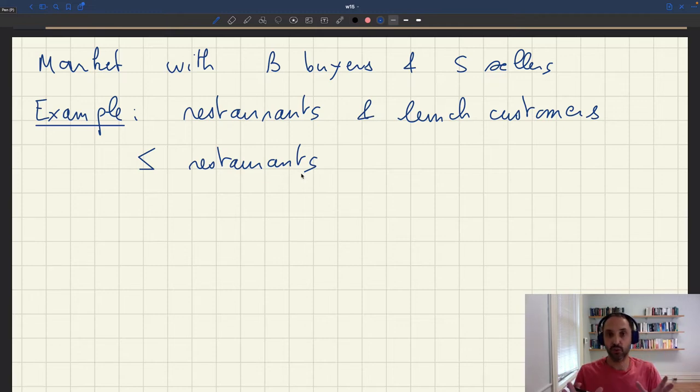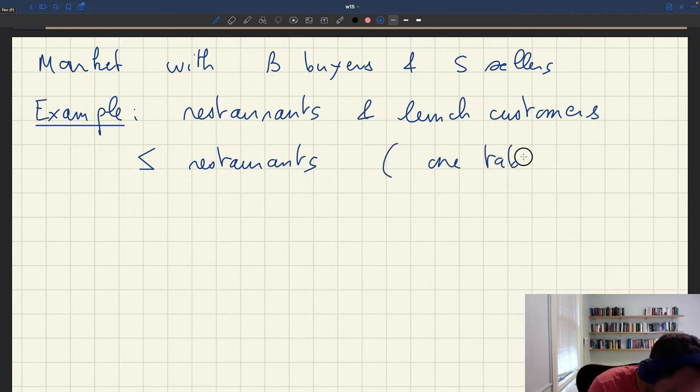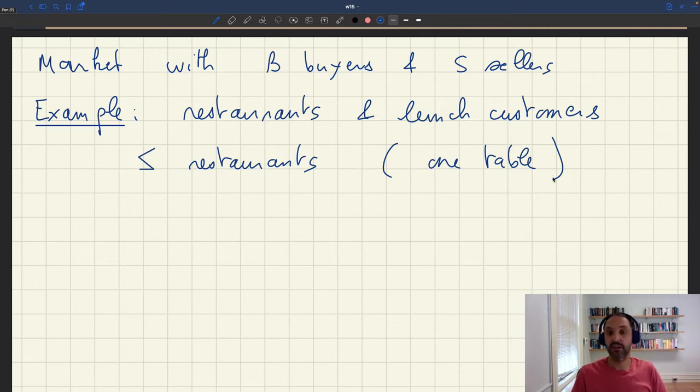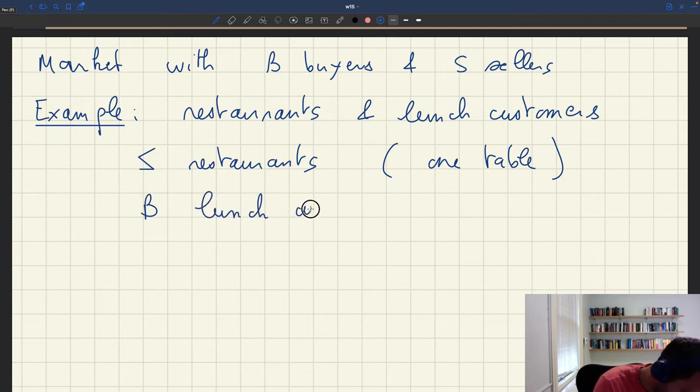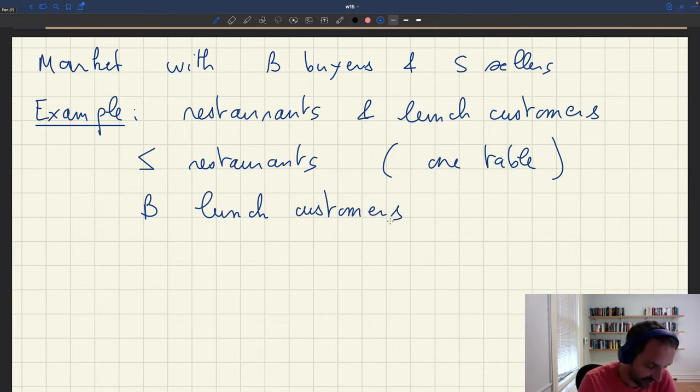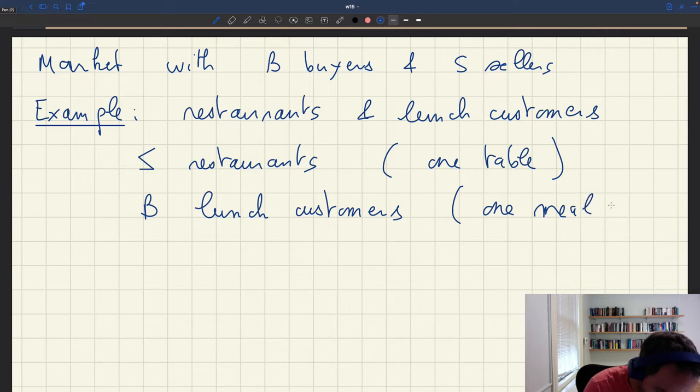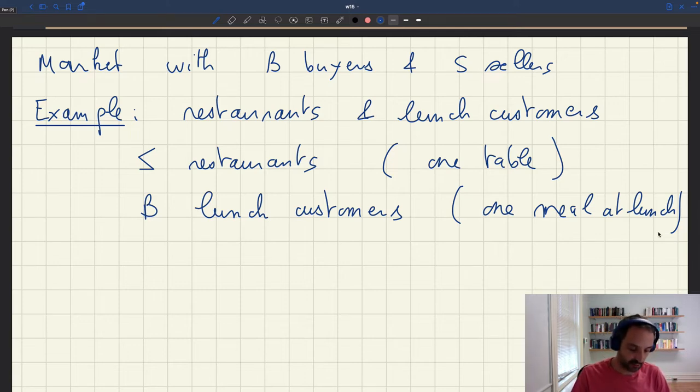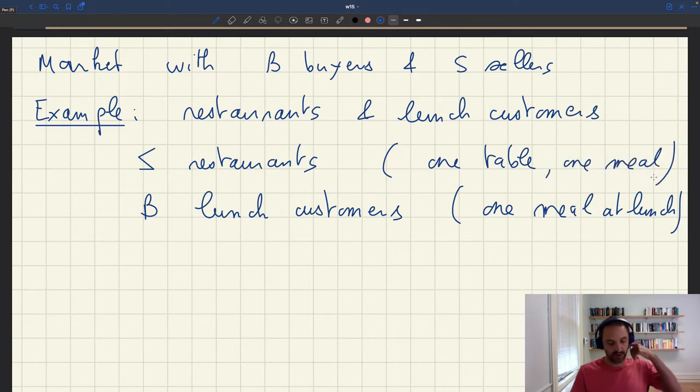And we assume that each restaurant has just one table and they can serve one meal for lunch. So they can only accommodate one buyer. So we have B lunch customers. And what they want is to get one meal at lunch. Okay, so you have these S restaurants, they have one table, they can serve one meal. And you have these B lunch customers, and they're at work, they have time to walk to one restaurant, and that's all. And they hope to get a meal.